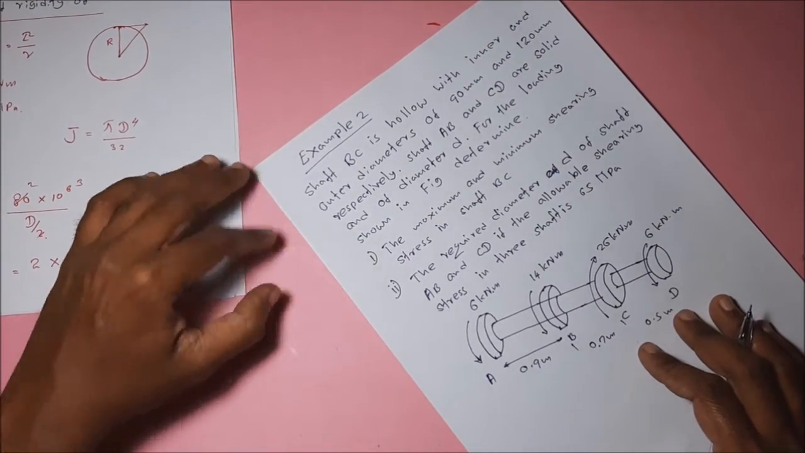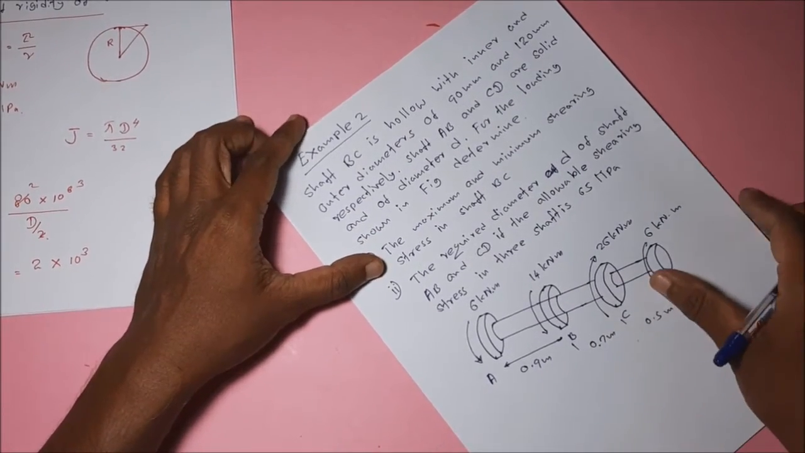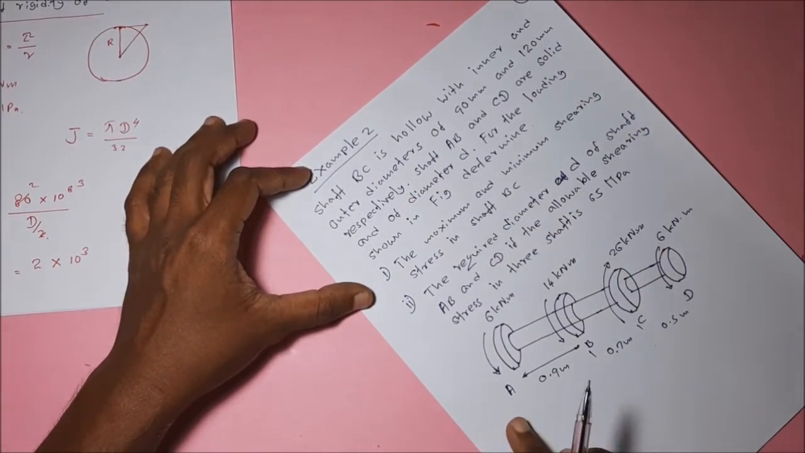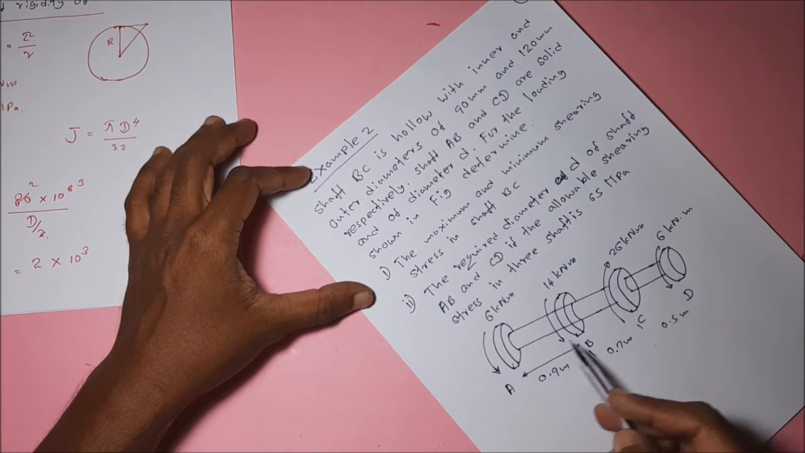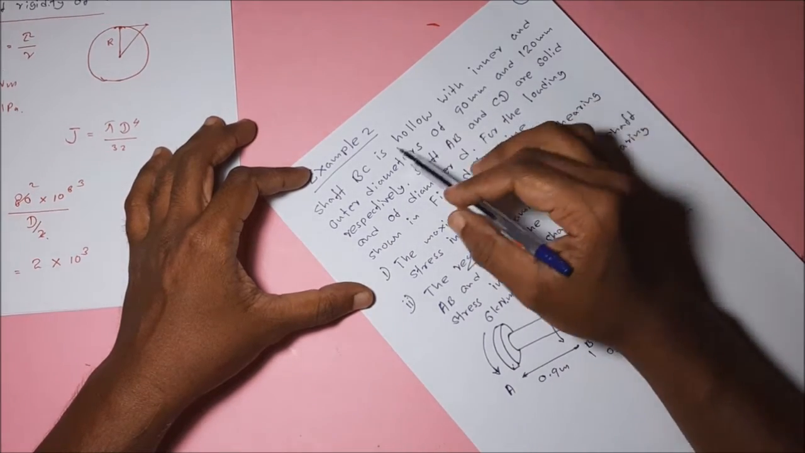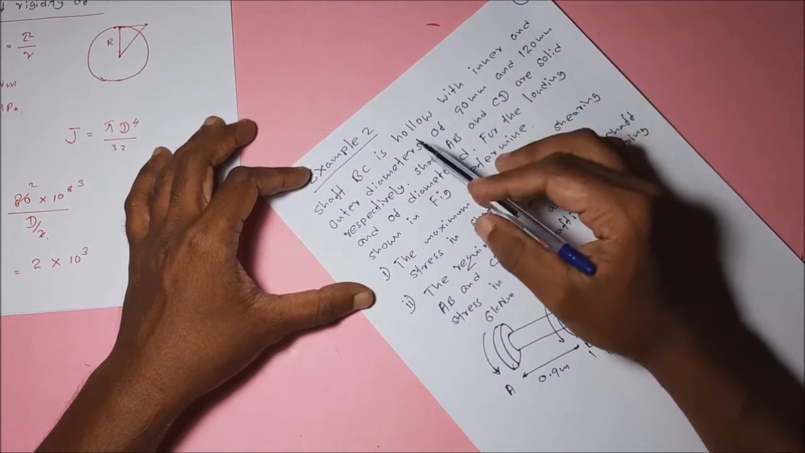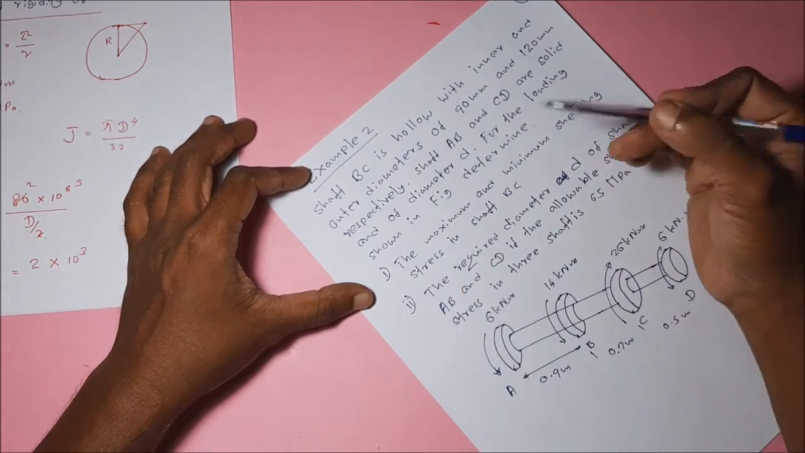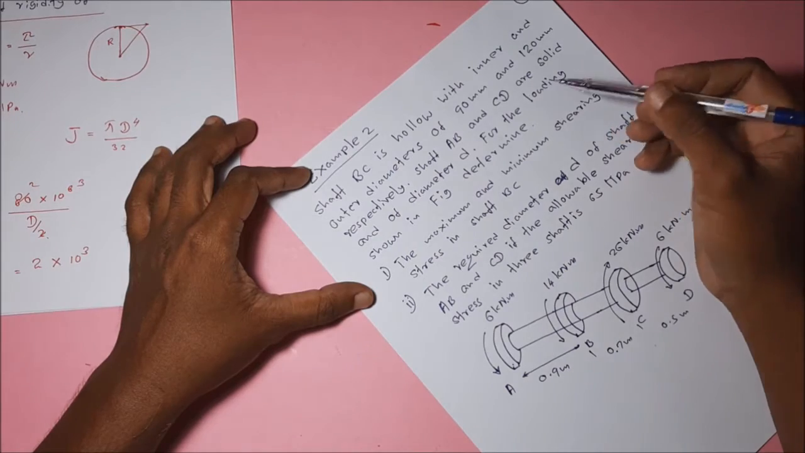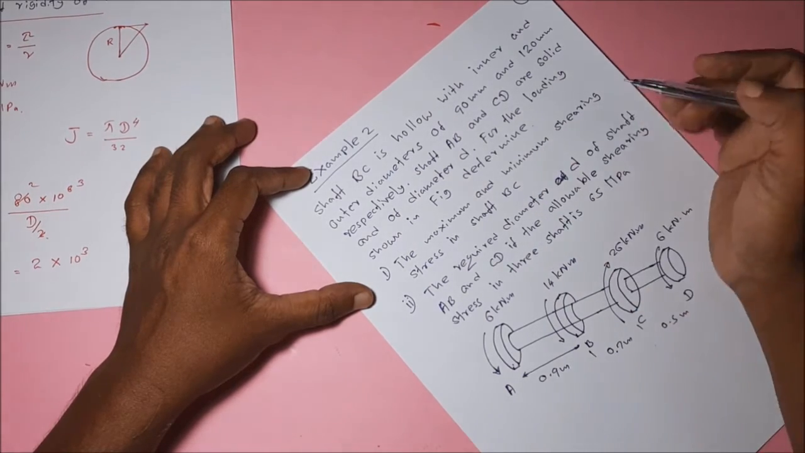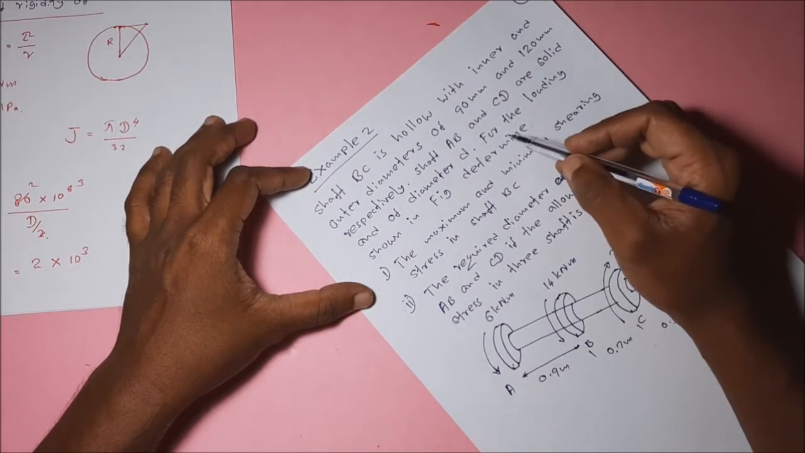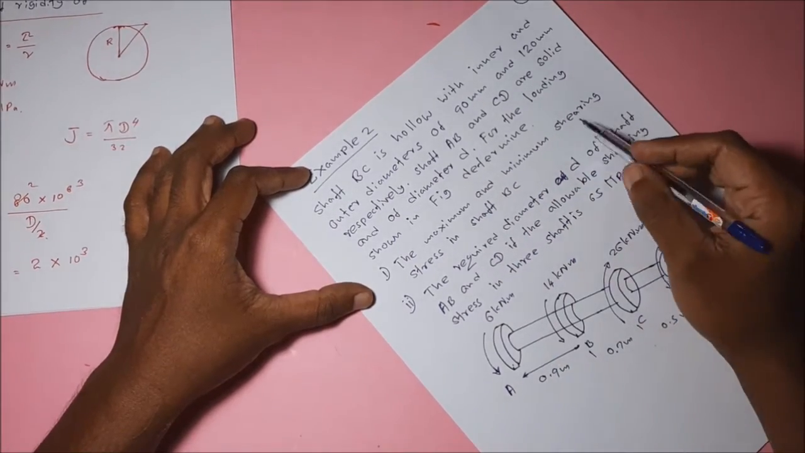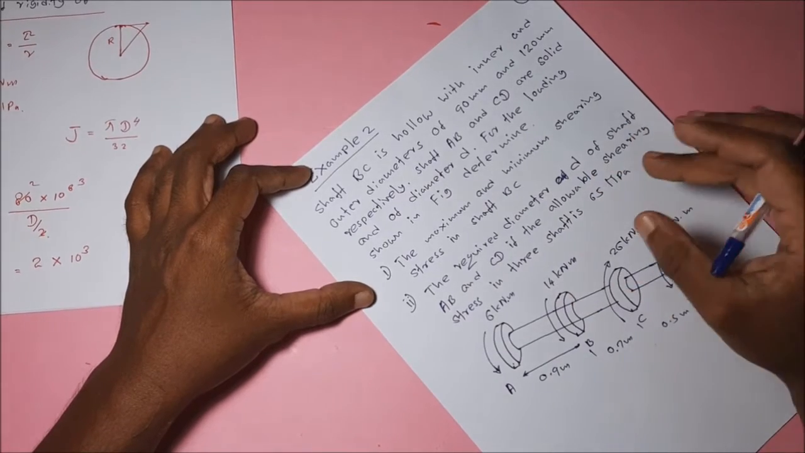Okay, this is the second example we are going to discuss. You can see the shaft BC. B to C is a hollow shaft with inner and outer diameters of 90 mm and 120 mm respectively. Shafts AB and CD are solid shafts of diameter D. For the loading shown in the figure, determine the maximum and minimum shearing stress in the shaft BC.